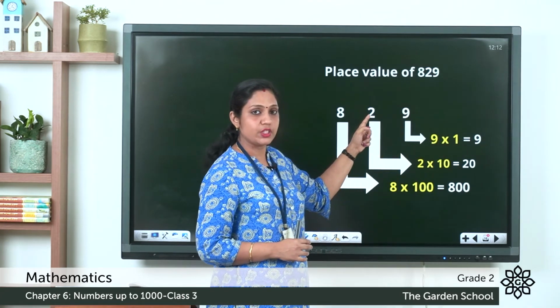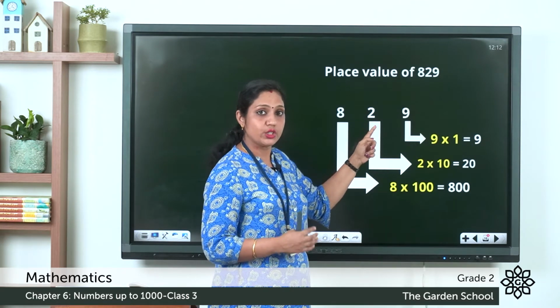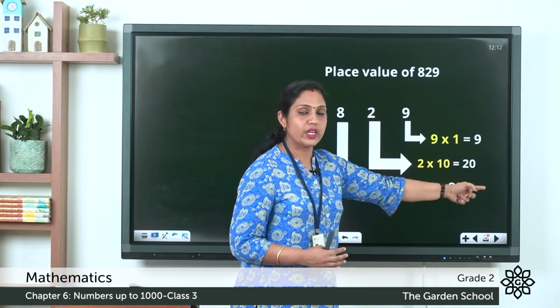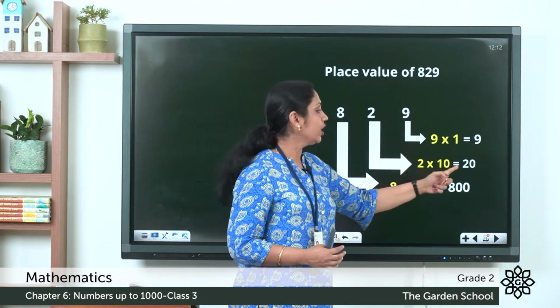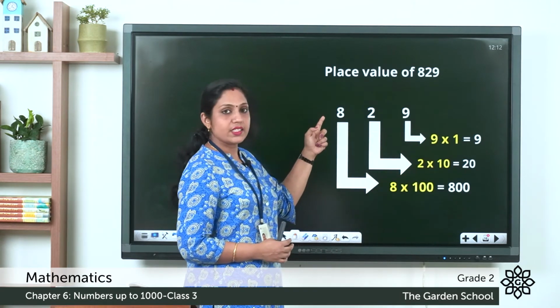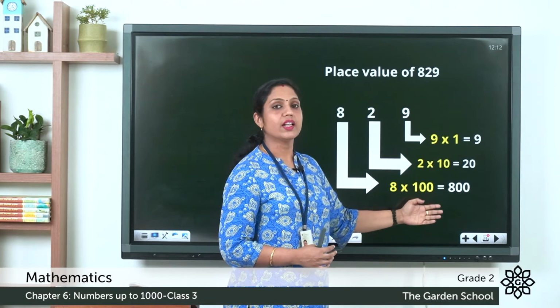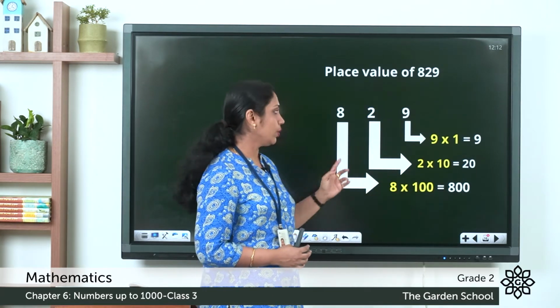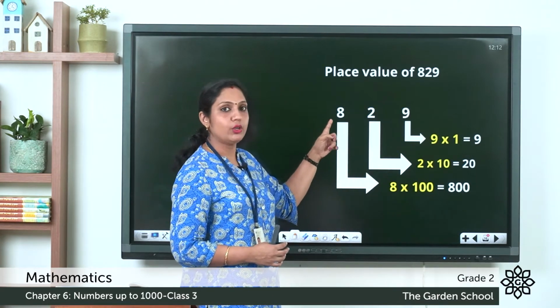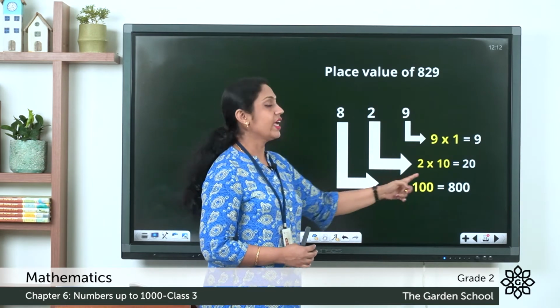2 is in the tens position. So we can write it as 2 into 10 is equal to 20. So the place value of 2 is 20. And 8 is in the hundreds position, so we can write it as 8 into 100, that is equal to 800. So the place value of 8 is 800.